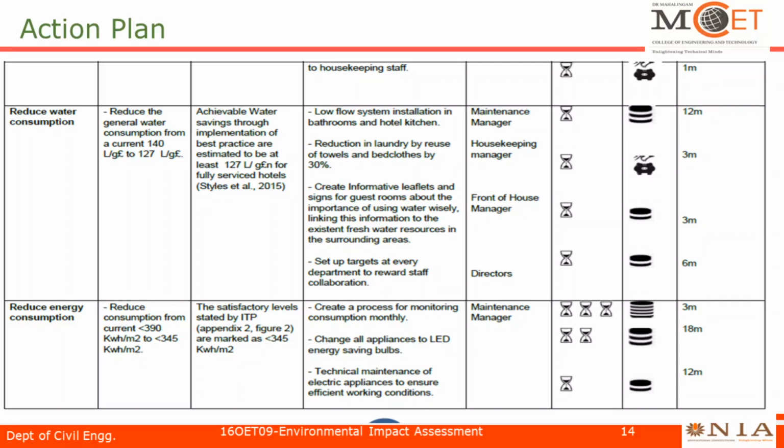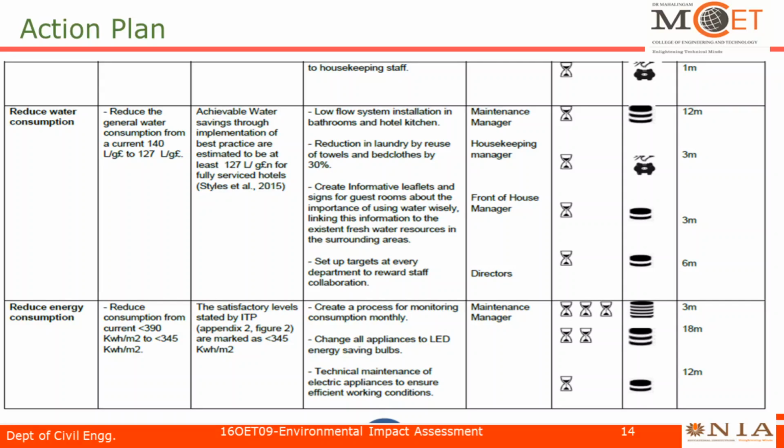So who is responsible? Maintenance engineer, housekeeping manager, front of the house manager, directors. So how much staff is required? Each of them have only one symbol, meaning about 50 hours of work, right. And what is the cost and what is the implementation time? 12 months, 3 months, 6 months, and so on. Next one is reducing energy consumption.